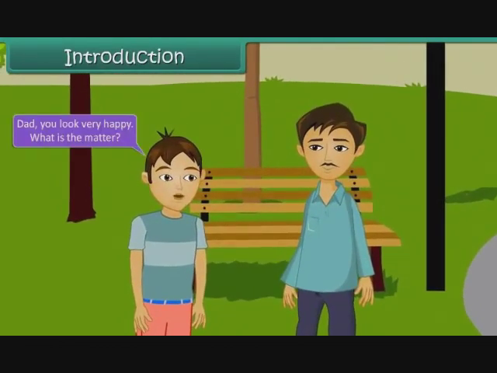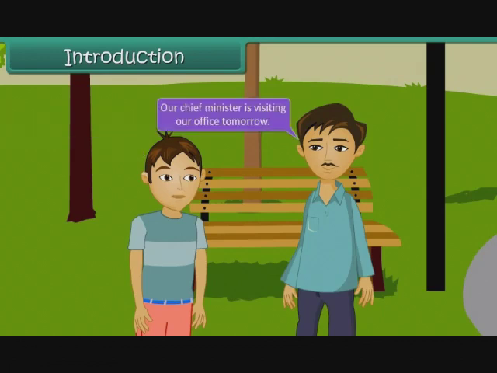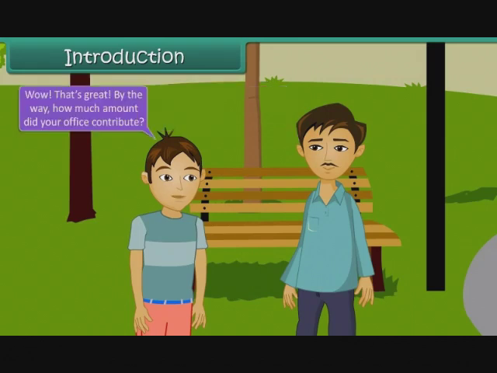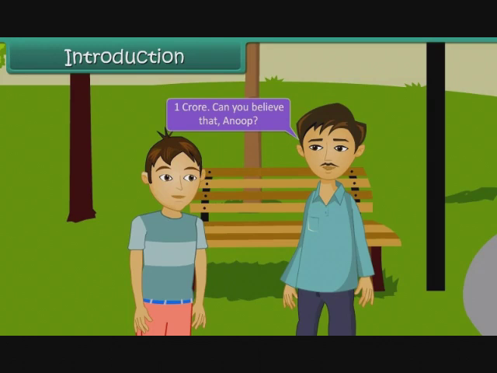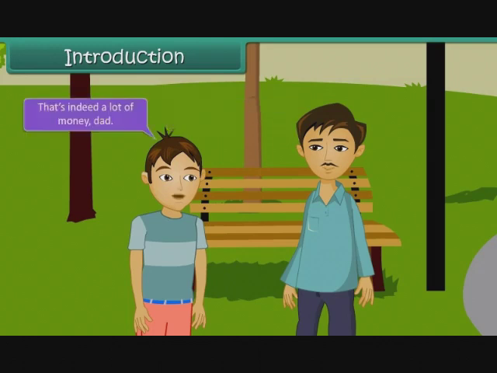Dad, you look very happy. What is the matter? Anup, our Chief Minister is visiting our office tomorrow. What for, Dad? In recognition of our contribution to the Chief Minister's Flood Relief Fund. Wow, that's great. By the way, how much amount did your office contribute? 1 crore. Can you believe that, Anup? That's indeed a lot of money, Dad.